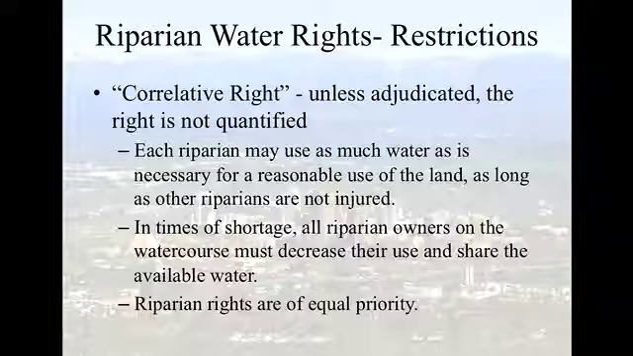The general rule is that each riparian can use as much water as is necessary for reasonable use of the water, as long as other riparians are not injured. So reasonableness and injury to other riparians, we aren't going to know up front what that is. And then when you have a shortage, when you're in a drought scenario, all the riparian owners have to decrease their water at the same time. Okay, so they decrease their use, they share the available water. There's no priority like we hear about on other kinds of water rights. So you can't have a better water right than your neighbors do to use that water if all we're talking about is a riparian right.